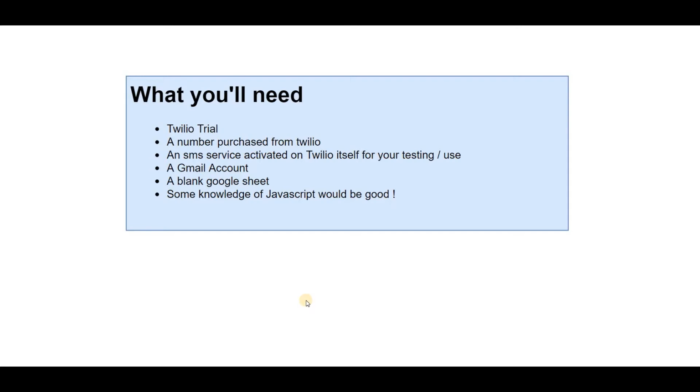In the next part, I'll also show you how exactly you can create a new SMS service on Twilio. It's a very simple two-step process. Then a Gmail account where you want to receive the emails and trigger the app script. A blank Google Sheet, because we would be controlling our data using the Google Sheet. And finally, some knowledge of JavaScript would be helpful because we would be using GS.